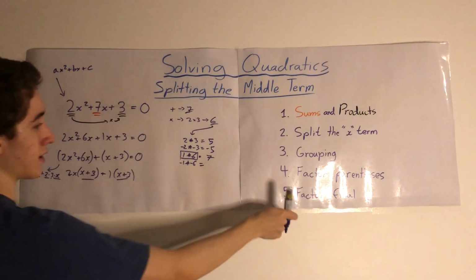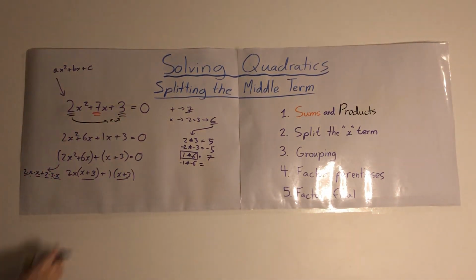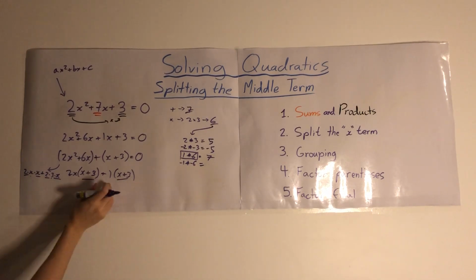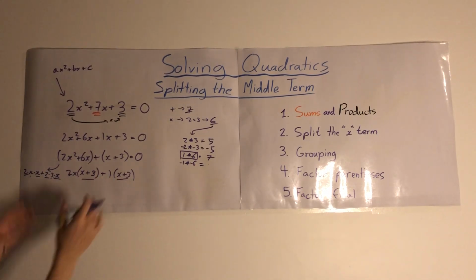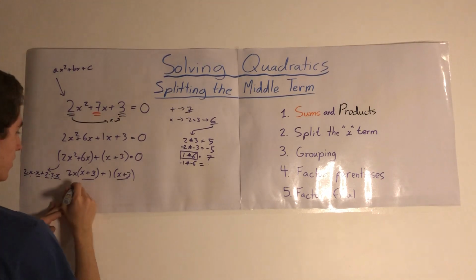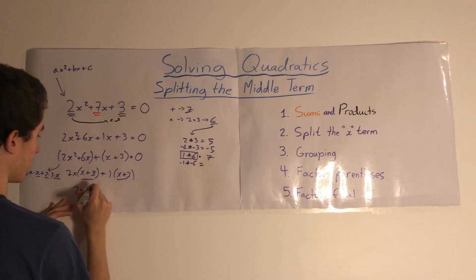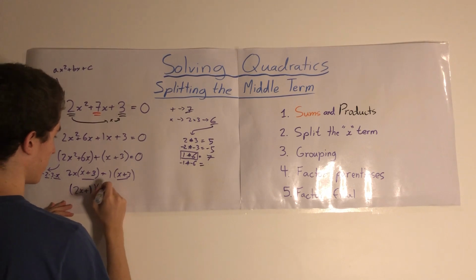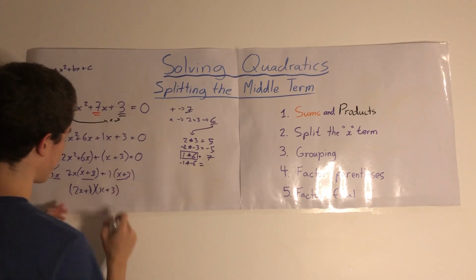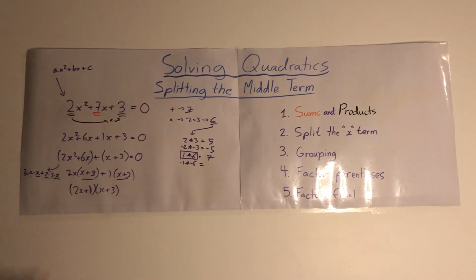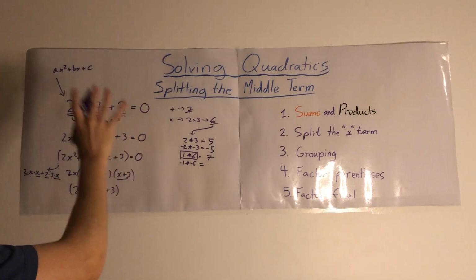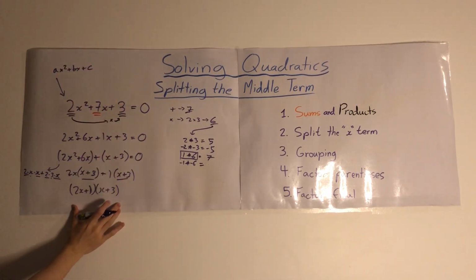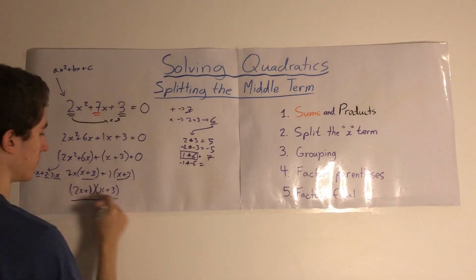Now, last step is to factor finally. So since we have x plus 3 multiplied to these two, we can bring it outside and rewrite this as 2x plus 1, that's a 1, times x plus 3. You see, brought these two outside. And this is our final factored form.